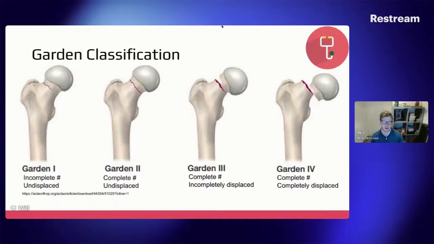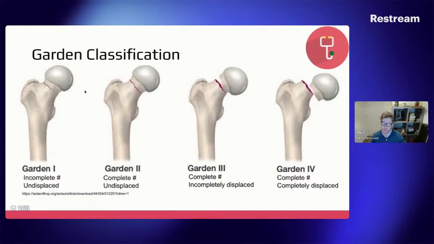So how do we classify hip fractures? The main classification we use is shown here. This is the Garden classification. It runs from 1 to 4. Garden 1 is an incomplete fracture that is undisplaced.